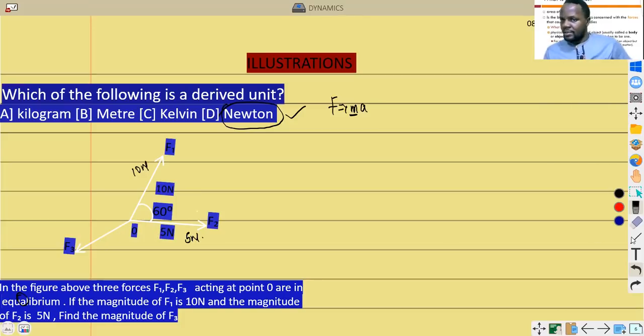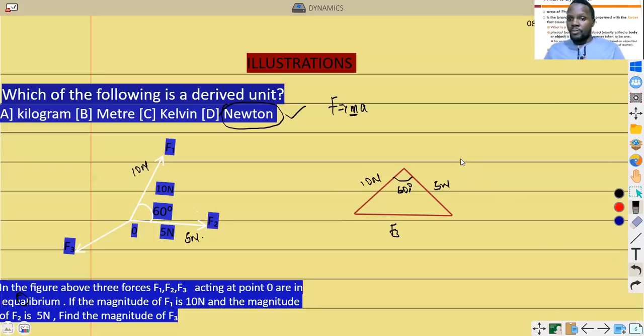I think I did something like this under Lami's theorem. According to Lami's theorem, we can just bring out the triangle for quick visualization. F1 acts like that, F2 acts like this, F3 is going to balance them out. You need to watch the concepts which I've done. You can't just jump down here and say you want to understand. So F1 is 10 Newton. I hope you are getting this. F2 is 5 Newton. The angle between them is 60 degrees, and F3 is what you are looking for.